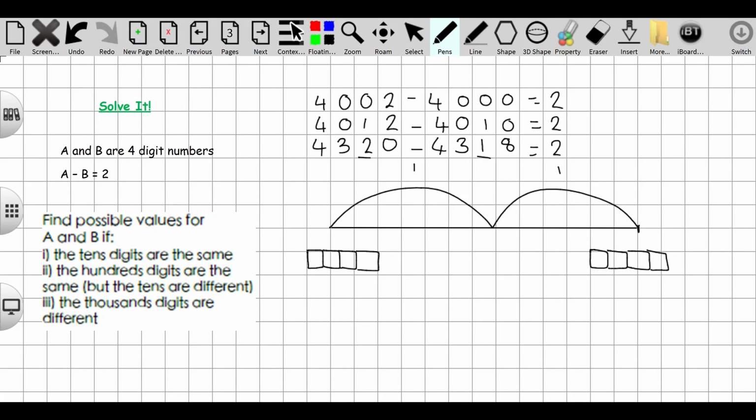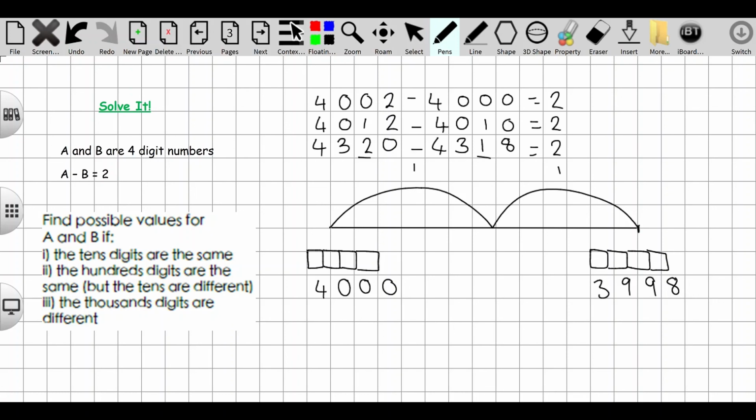The 1000 digits are different. Okay, that's really easy because you've done so many questions today where the 1000 digits are different. So again, I'm going to go for 4000 down here. Okay, if I do 2 jumps backwards, 4000 backwards, 3999, 3998. Easy peasy lemon squeezy.